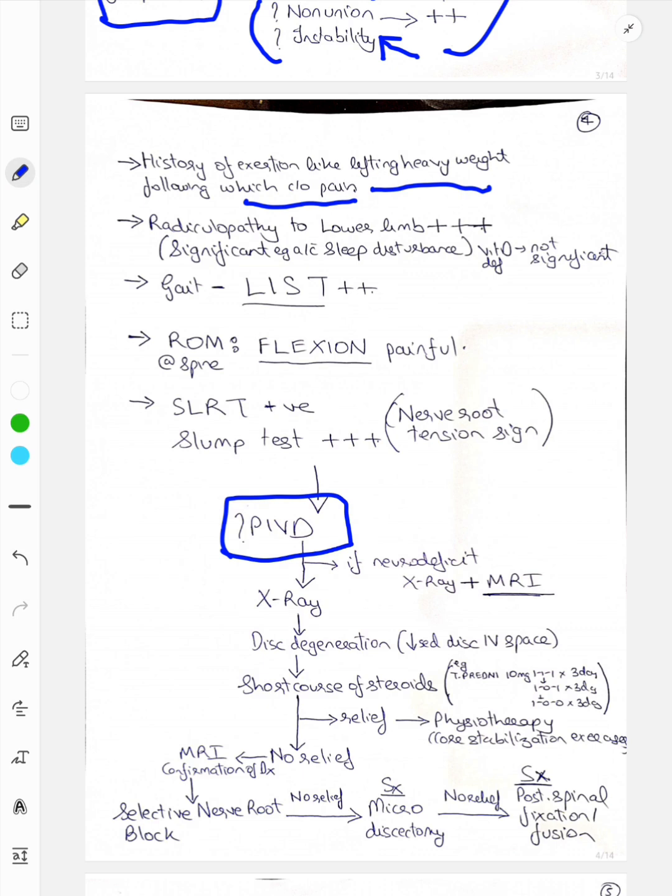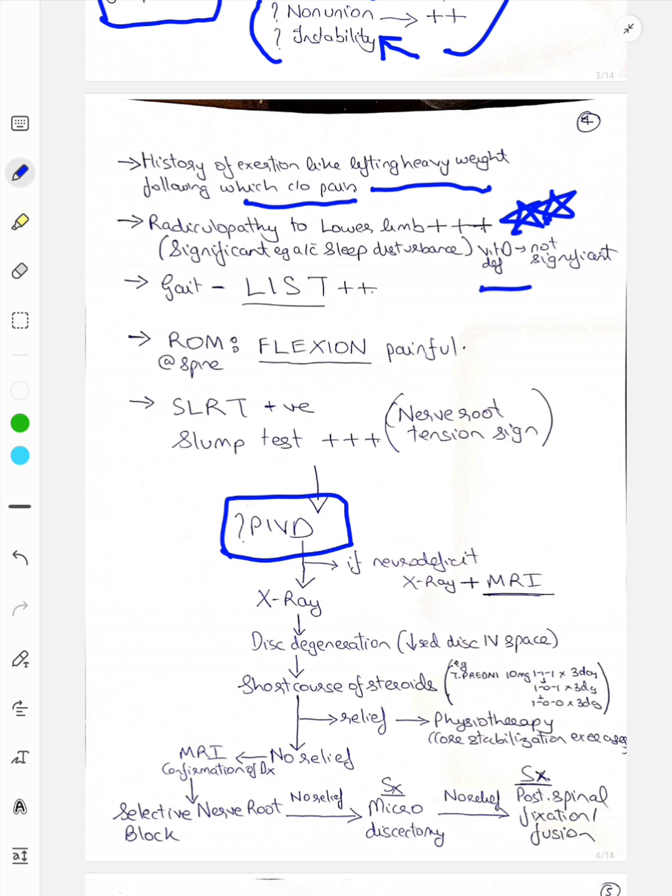PIVD patients have very significant radiculopathy to the lower limbs. Lower limb radiculopathy, suspect PIVD. That is the thumb rule you should remember, right? Now, radiculopathy sometimes is there in vitamin D deficiency also, in other pictures also.